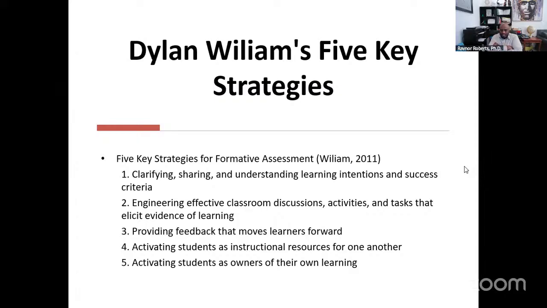Dylan Wiliam's 5 key strategies. Dylan Wiliam, who is arguably the world's most influential assessment researcher, synthesizes formative assessment into 5 strategies. Let's walk through them briefly. Strategy 1: students need to know what they are trying to achieve and what success looks like.